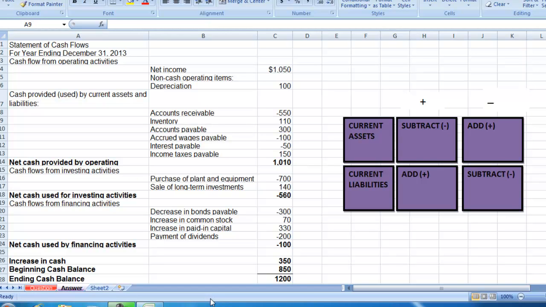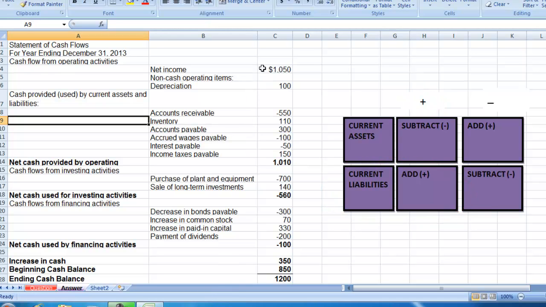This is a difficult area for some students. Think about it like this. An increase in current assets means you made a purchase, so cash decreases. An increase in current liabilities is added because we still have the cash.